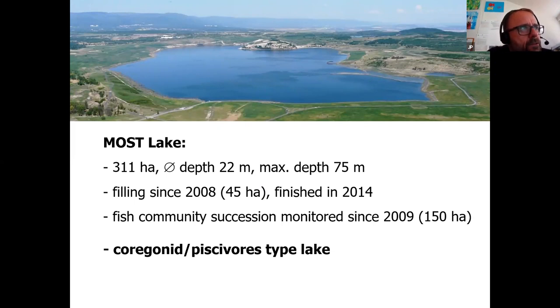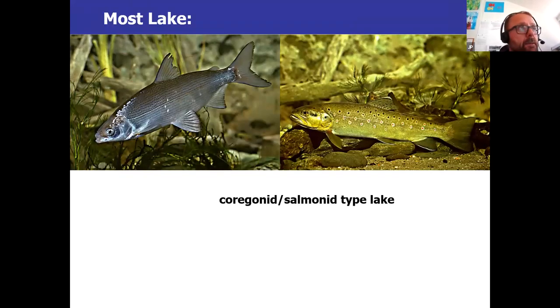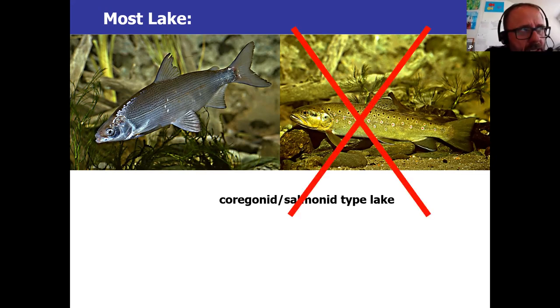It was finally decided to manage a coregonid piscivorous type lake, but this lake, because it has no natural inflow, would be ideal to manage as a coregonid salmonid type lake. But I have already mentioned that the salmonids particularly are not that easy to manage, and it is not the cheapest way. But because the managers of this lake were really interested in not wasting much money on the fish stock, the final decision was to realize the coregonid system, for which the lake is ideal as well.